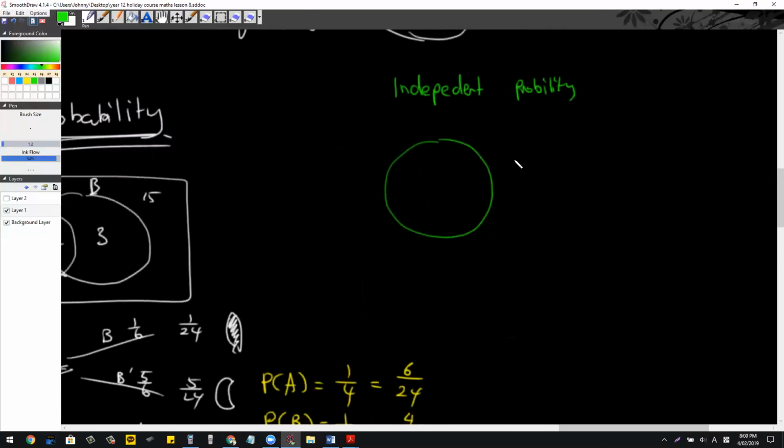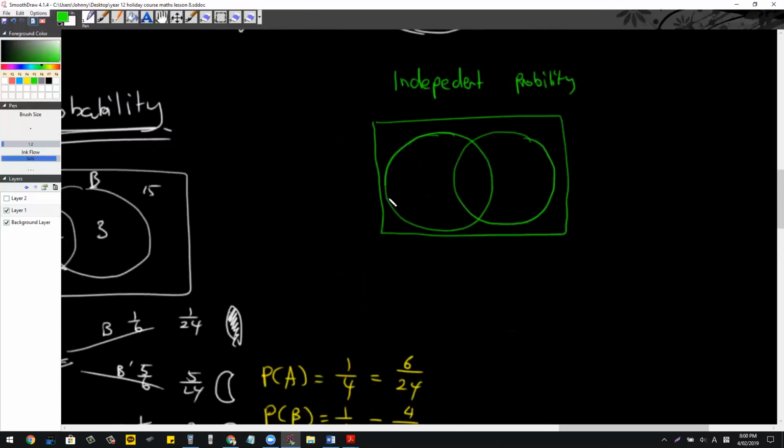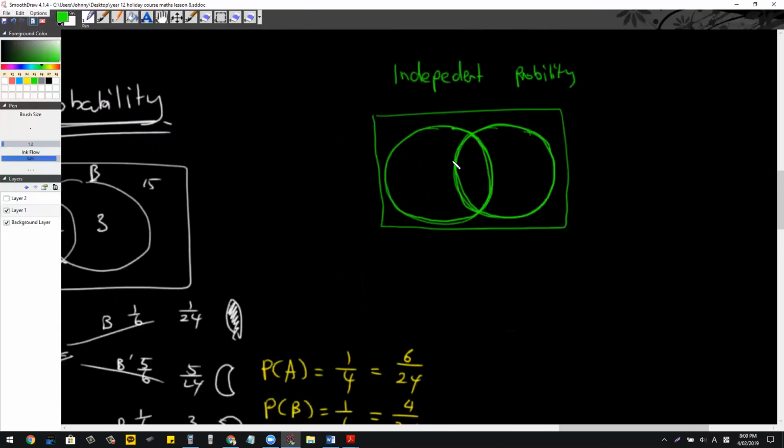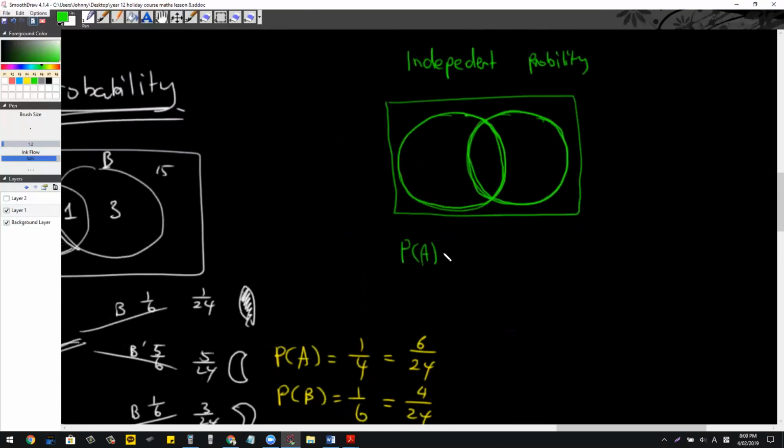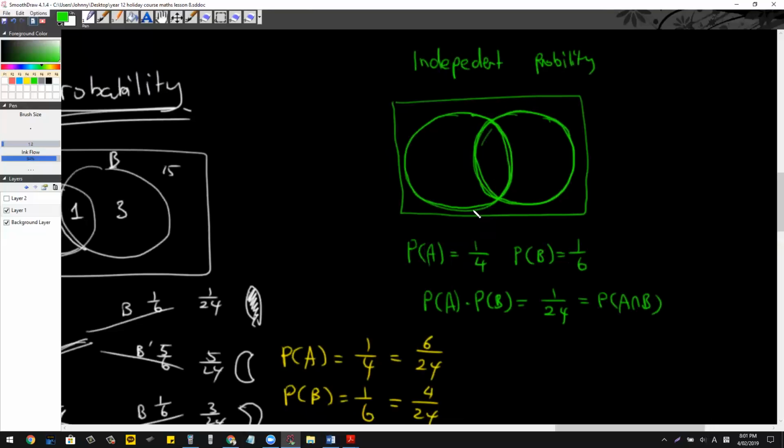So whenever you have independent probability, when you look at the Venn diagram, this one here multiplied by the other circle is going to equal this middle here. So have a look at this. Probability of A was 1 out of 4. Probability of B is 1 out of 6. And when you multiply A by B, we get 1 out of 24. And that is the probability of A and B. So that is the middle area here, isn't it?